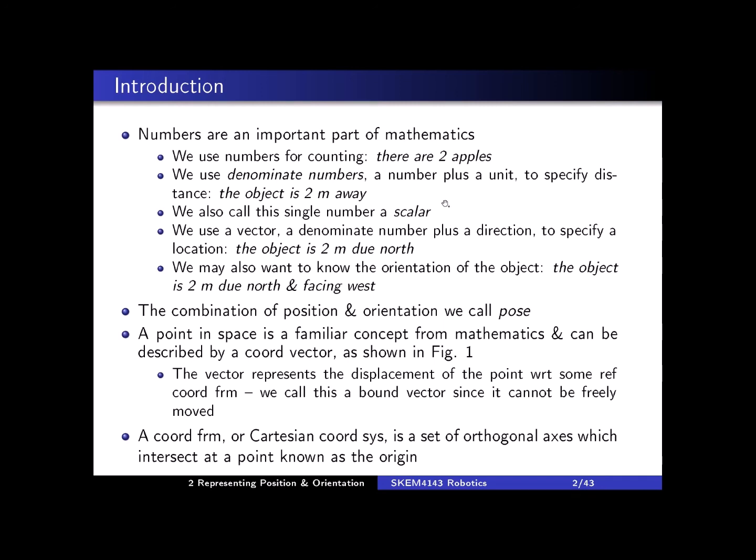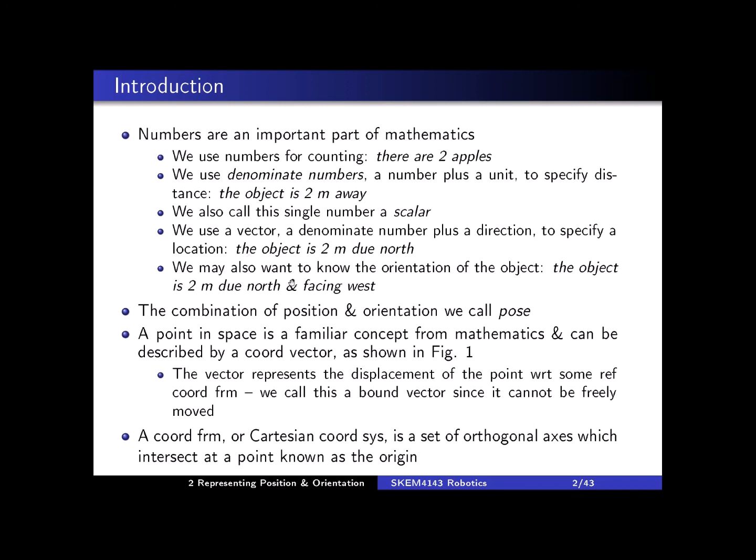So if we have a robot which is 2 meters away, we use a number plus a unit to describe it. We use a vector, a denominate number plus a direction, to specify a location. So if you have a robot which is 2 meters away, it's not enough to know exactly the position of the robot because it can be anywhere on a circumference of a circle with 2 meter radius. So we need some sort of information on the direction as well. So we use a vector for that purpose.